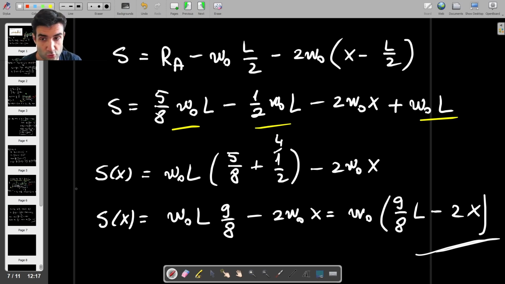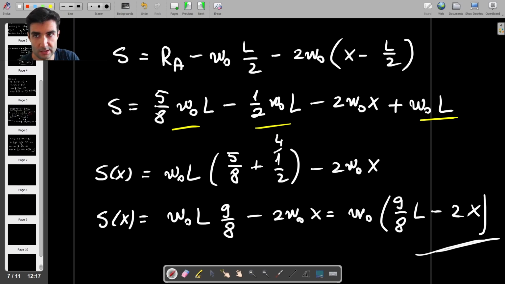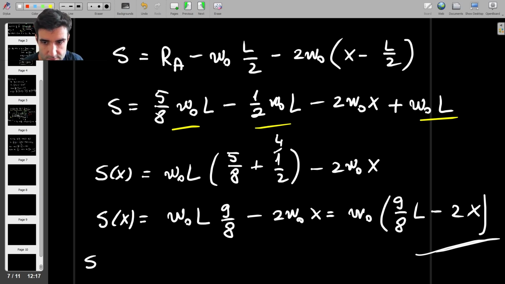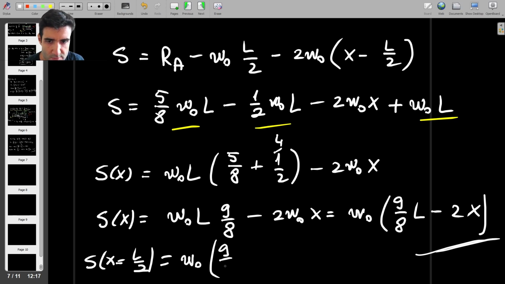So you will notice if you replace X with L over 2 that you should get exactly the same shear force as the previous one. So let's actually do that and convince ourselves. So this is going to be 9 over 8 L minus 2 times L over 2, which is just L. So that is just 1 over 8 W naught L.